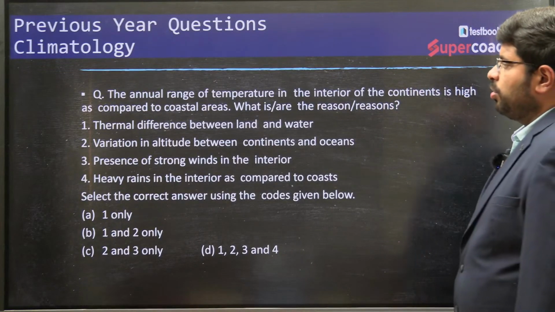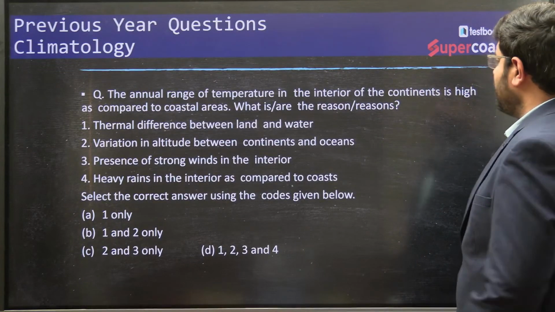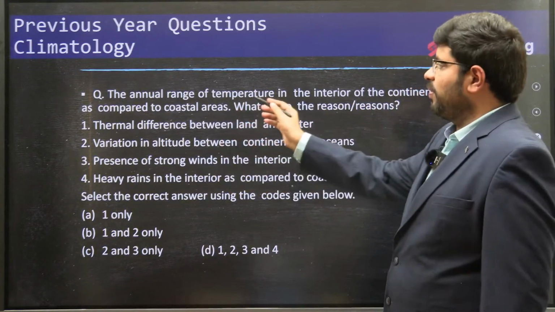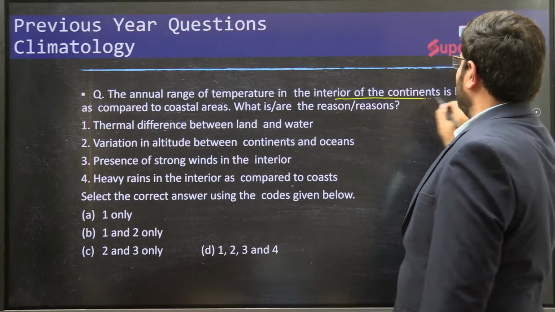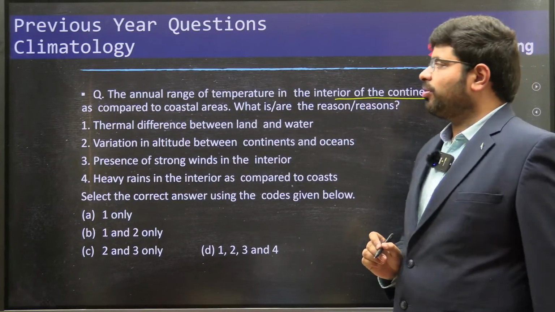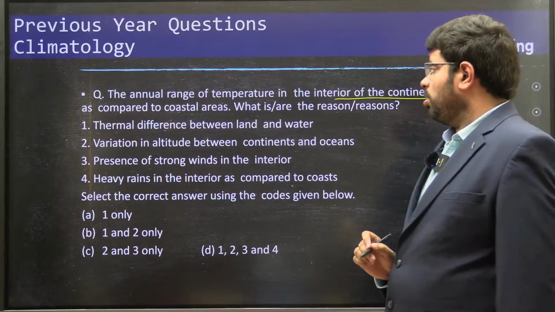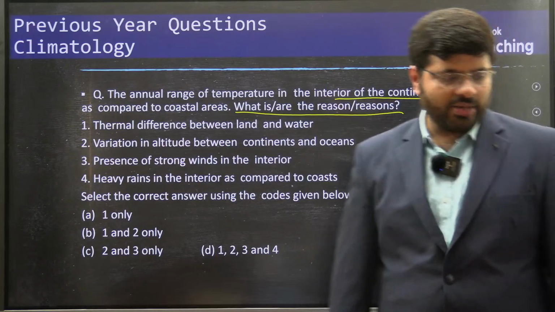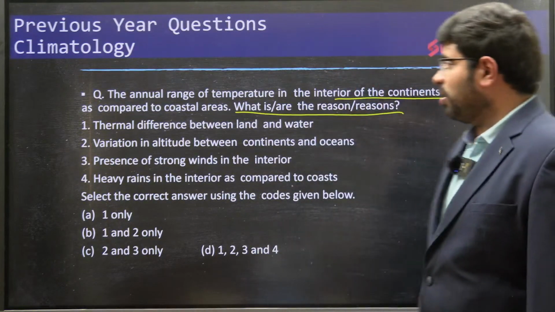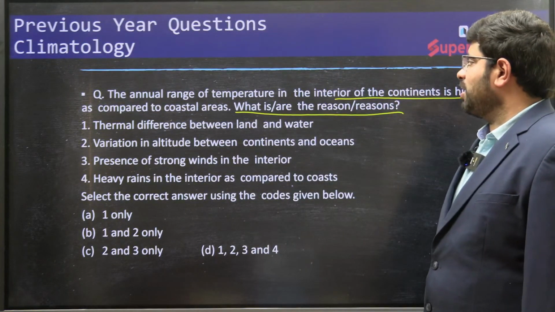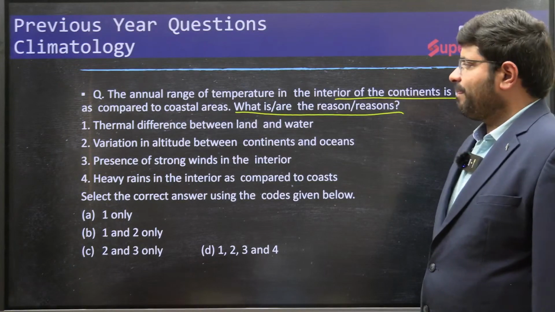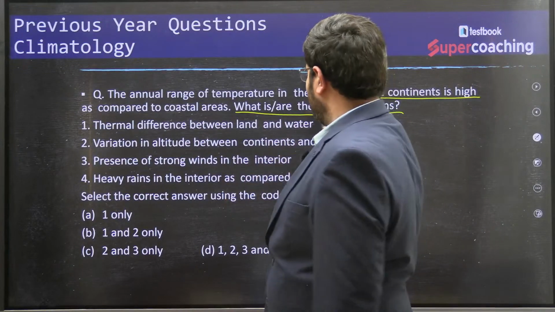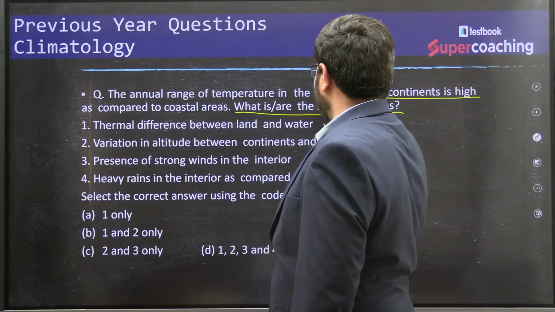Right. So the annual range of temperature in the interior of the continents is high. Just now we have discussed that the annual range of temperature in the interior of the continents is high as compared to the coastal areas. What are the reasons for the annual range of temperature being higher in the interior than in the coastal areas? Just now we have discussed the thermal difference between land and water: differential heating of land and water, specific heat.